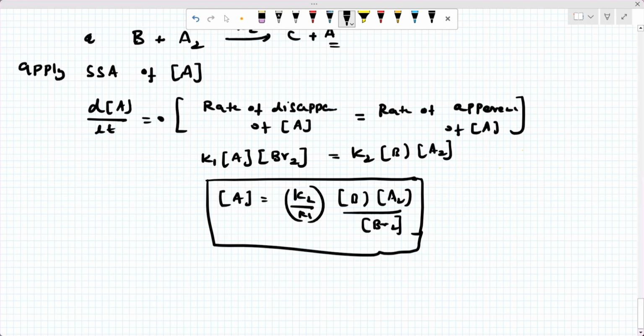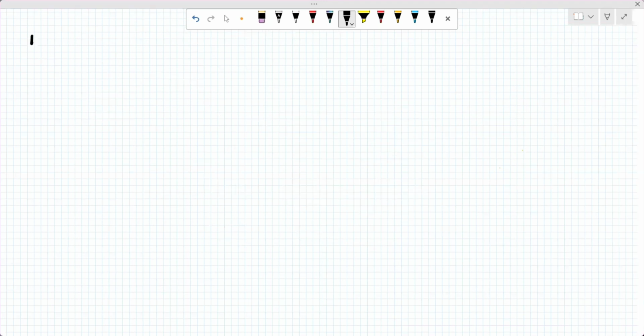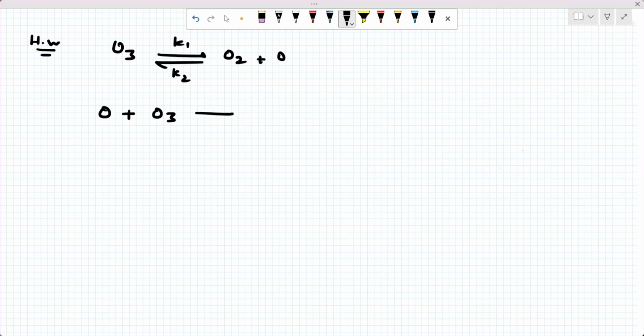You just try this question. Now, homework. This equation: O3 in equilibrium, K1 and K inverse, gives O2 plus O. Then O plus O3 gives 2O2 with K2. Take this as K1, this as K inverse, and this as K2, giving 2O2. This is the slow step. In this equation the fast step is not given, so we can apply SSA. Understood? Now the class will get cut.